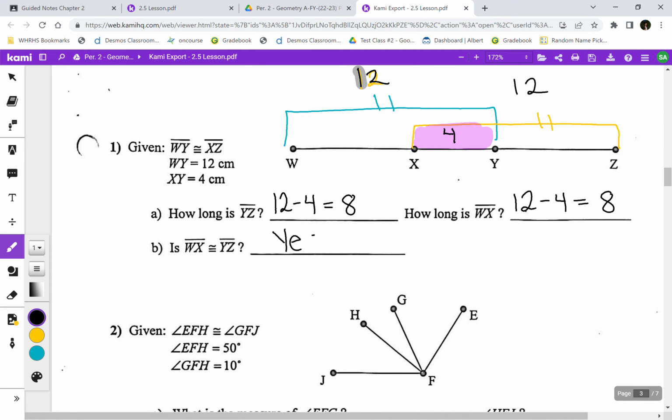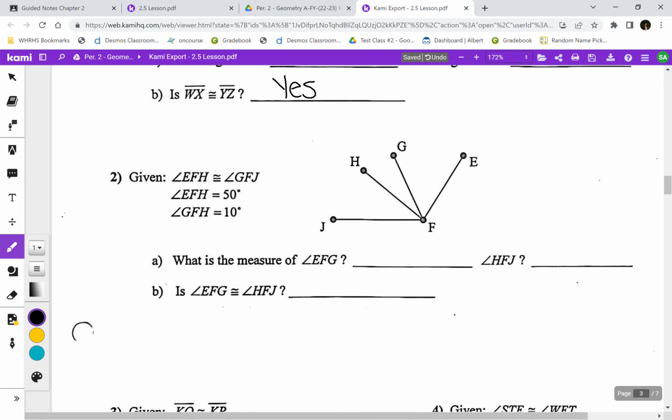So this is yes. We can do the same thing with angles. So look here. We have angle EFH, so this whole angle is congruent to angle GFJ, so it's congruent to this whole angle.